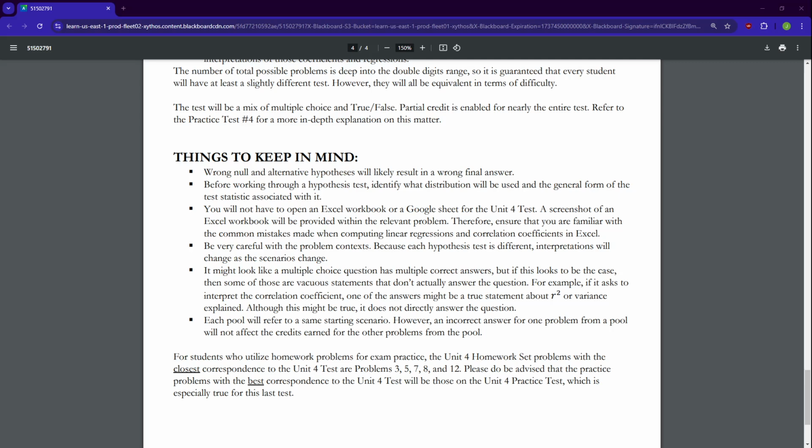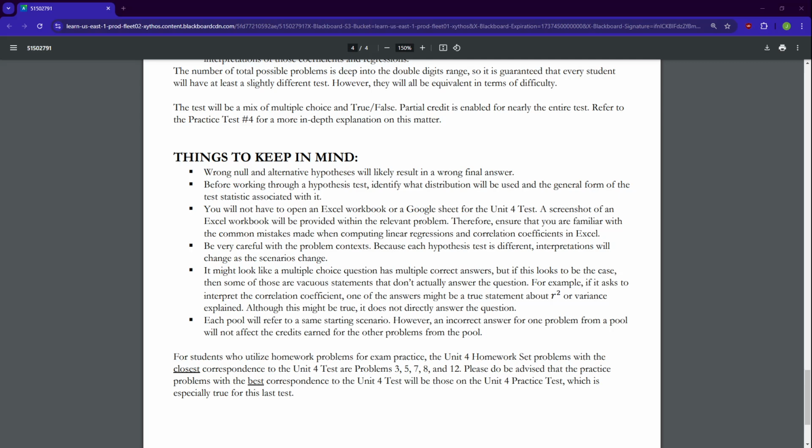Again, I really strongly recommend using the Unit 4 practice test for preparing for this test. It'll be the best test to prepare for its associated unit test of all of the four. But if you want to use the homework set as well, 3, 5, 7, 8, and 12 will be the closest.